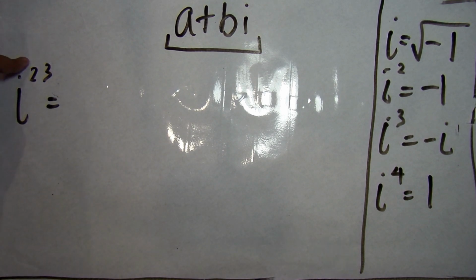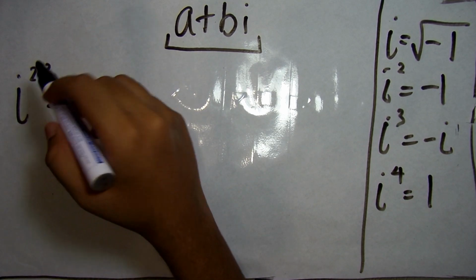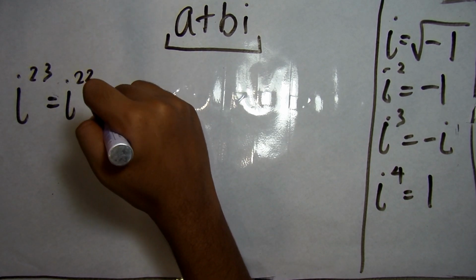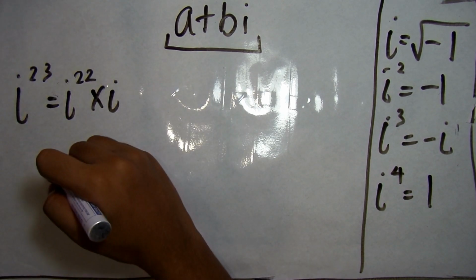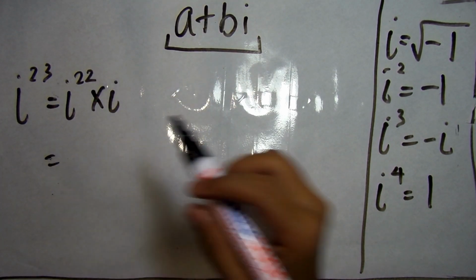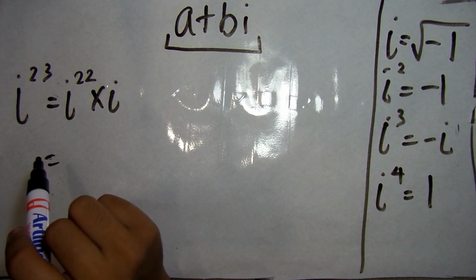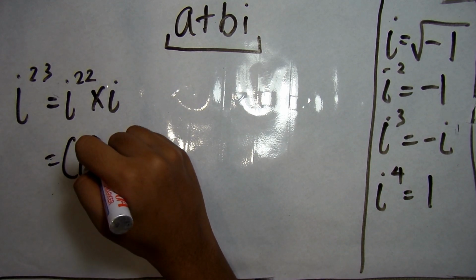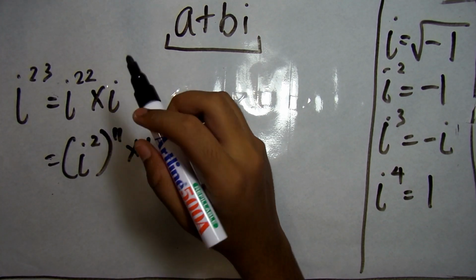This is a very high power, and don't get scared by this. The first step is to break this down. So i to the power of 23 is i to the power of 22 times i. 22 plus 1, the law of exponents gives us 23. So now we have to break down i to the power of 22 into simpler forms. Since we have i² equals -1, we have to find a way to get i² inside here. So let's keep i² in the bracket and put this to the power of 11, because 2 times 11 gives us 22. And let i remain as i.